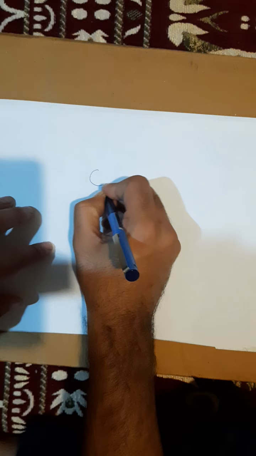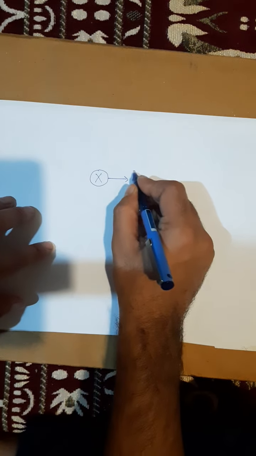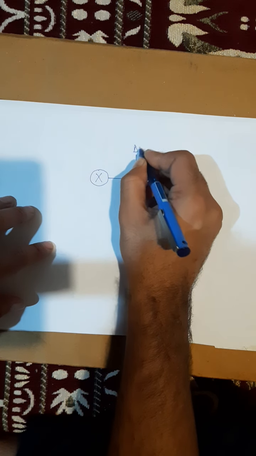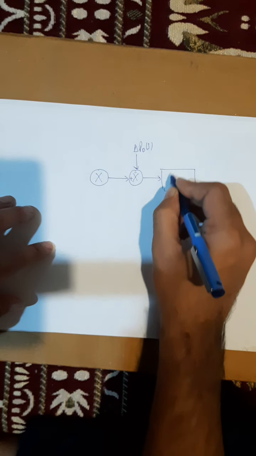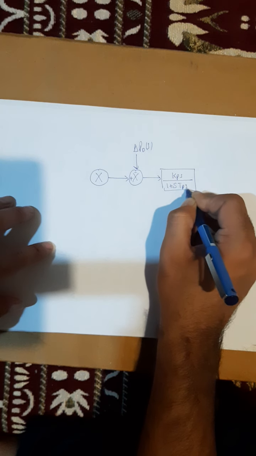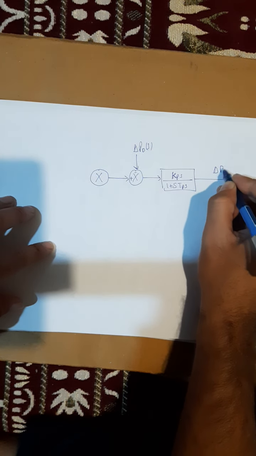Now I will rotate the page to landscape mode. Here I have a summing point, and then I am taking another summing point here. This is positive, this is negative, this is my delta PD(s). Then I have the equivalent generator, Kps divided by 1 plus s Tps. So this is my delta F(s).